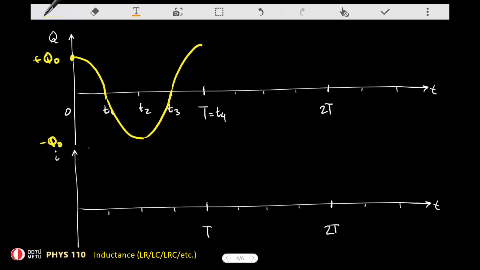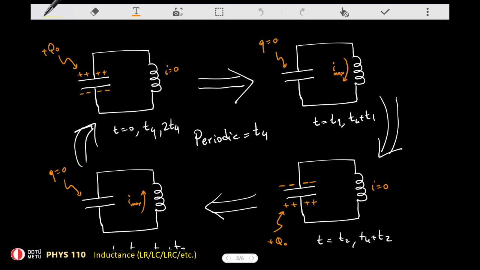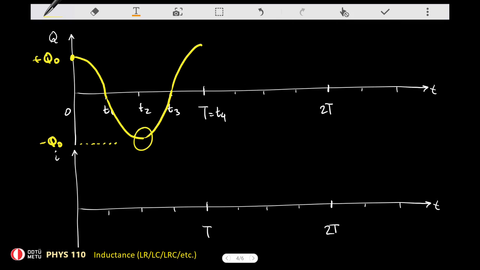minus Q0. Since I have to use the same graph, I need to define the charge unambiguously in here. So in this kind of a picture, for example, we might define Q consistently as the amount of the charge on the upper plate. So at time t equals T2, the amount of the charge on the upper plate would be minus Q0 then. So as a result, this is what we have in here.